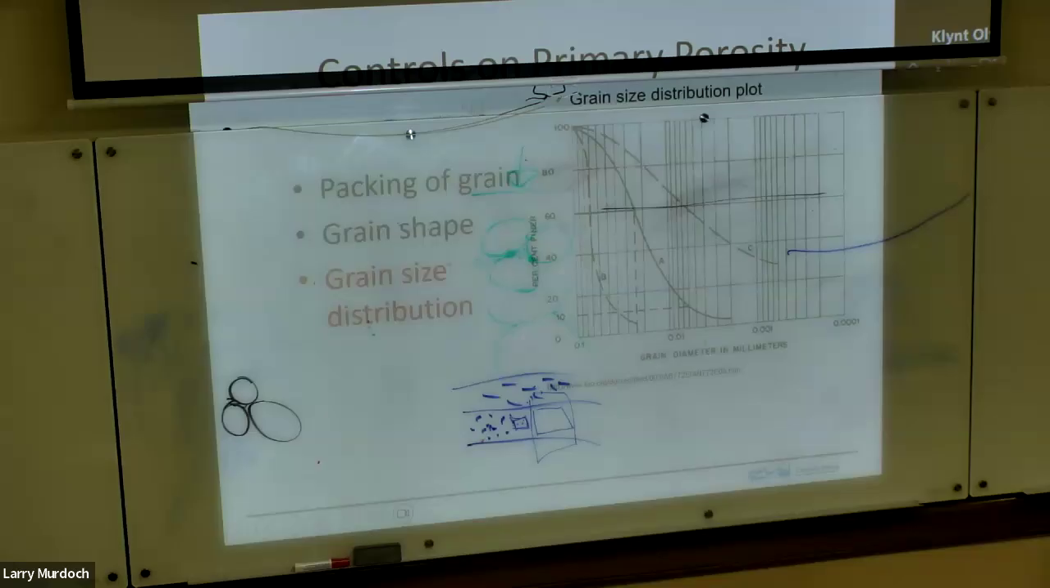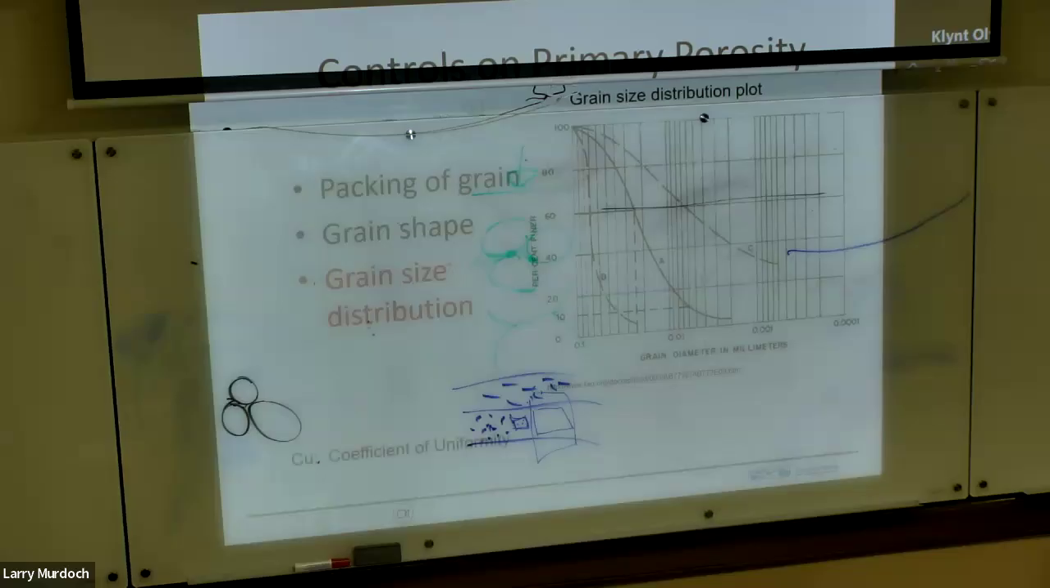So if you have a material that plots on that curve, then it's going to be primarily this grain size, like 0.05 to 0.08. So that's well sorted material. This material here has a broader range of grain sizes. So the degree of sorting decreases from B to A to C.